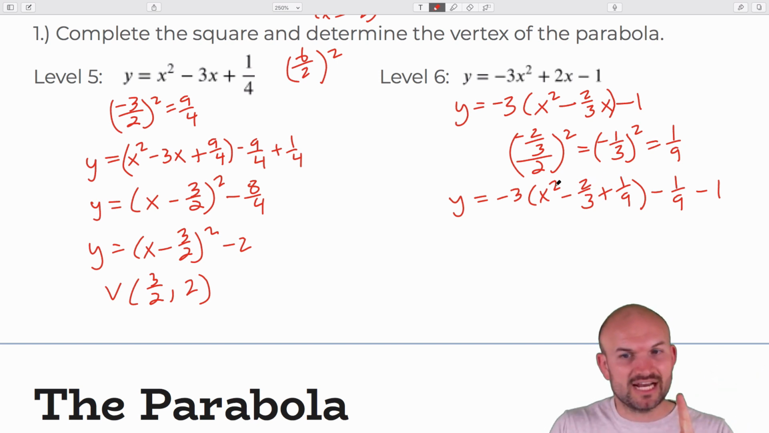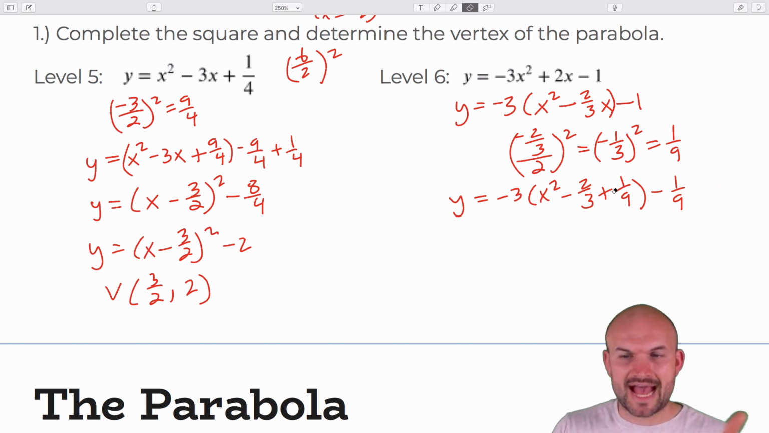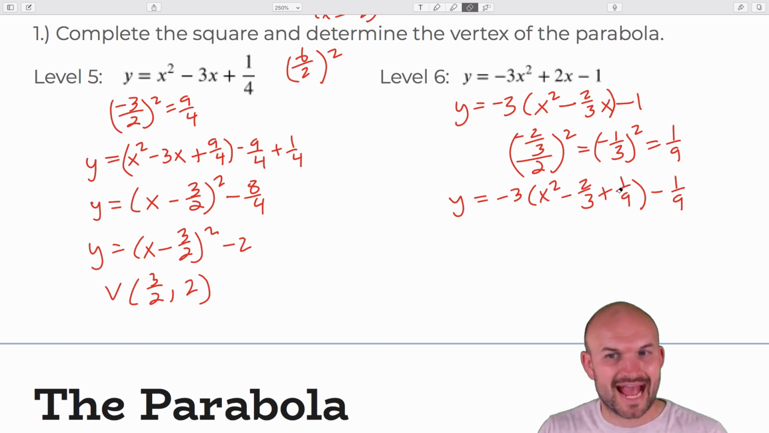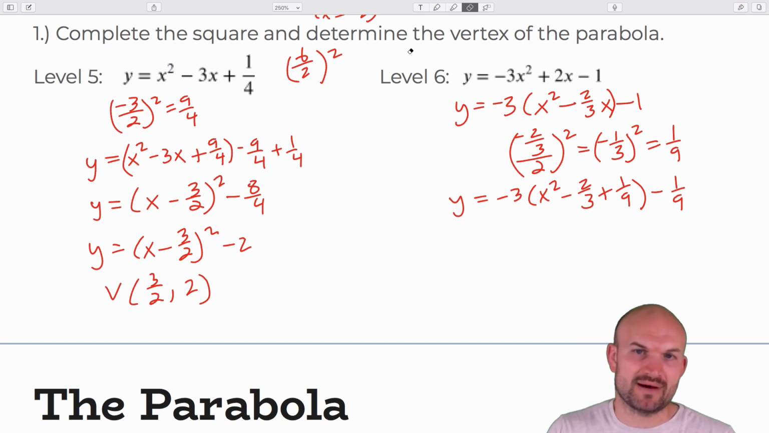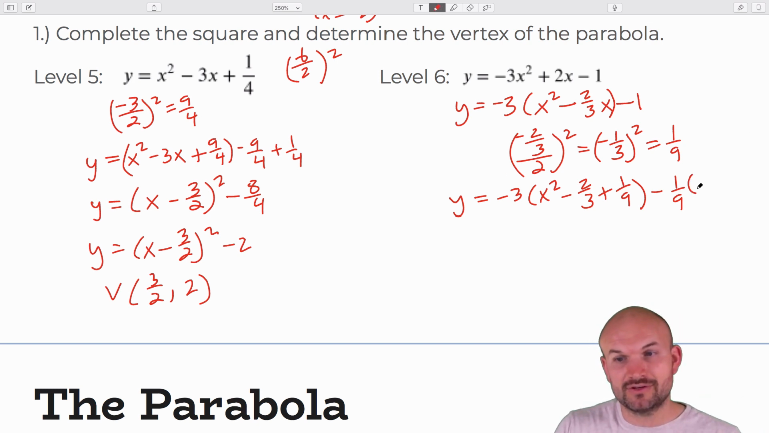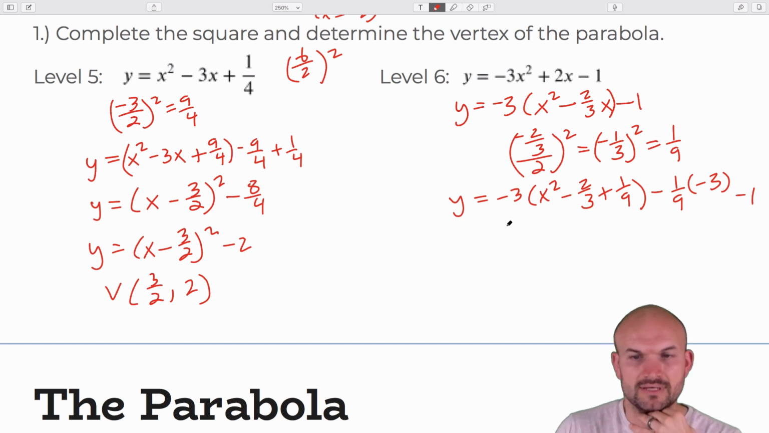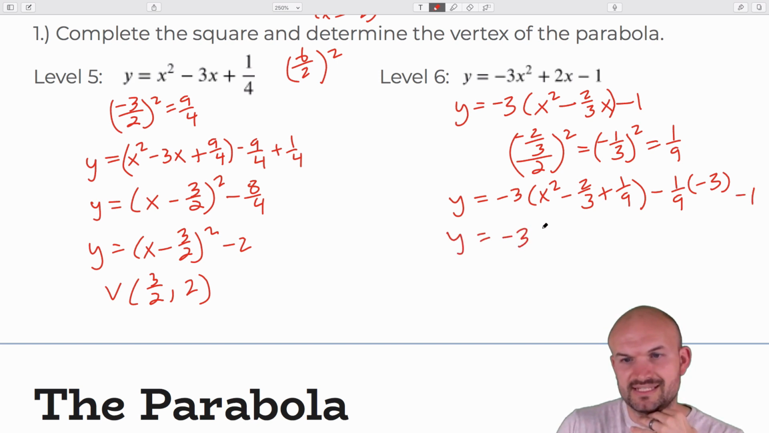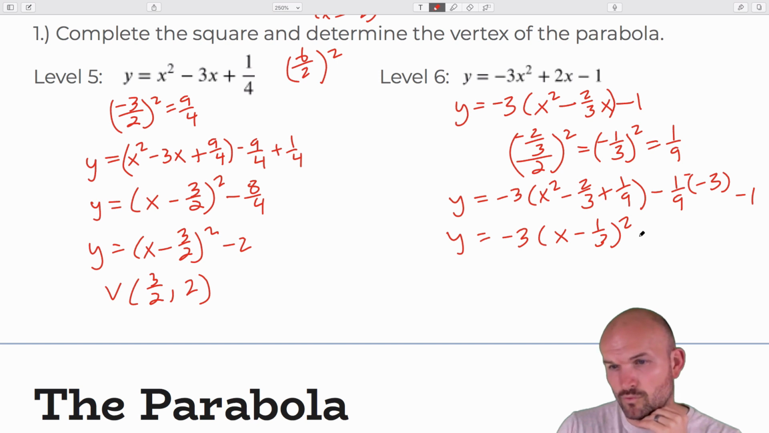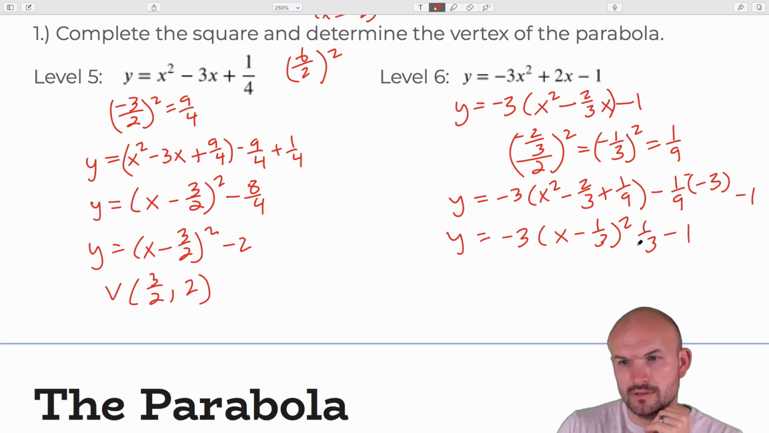But again, be careful though, real quick. I caught myself on this mistake. You're adding a 1/9, so you subtract a 1/9, but you're not really adding a 1/9. You're adding a 1/9 that's being multiplied by a negative 3. So when you subtract a 1/9, you got to make sure you multiply that by a negative 3 as well. Okay, so this can now be factored down into an x minus 1/3 quantity squared. And then this is going to turn into a positive 1/3 minus 1.